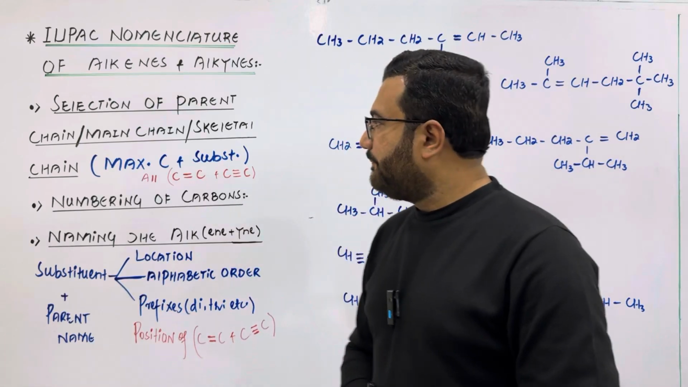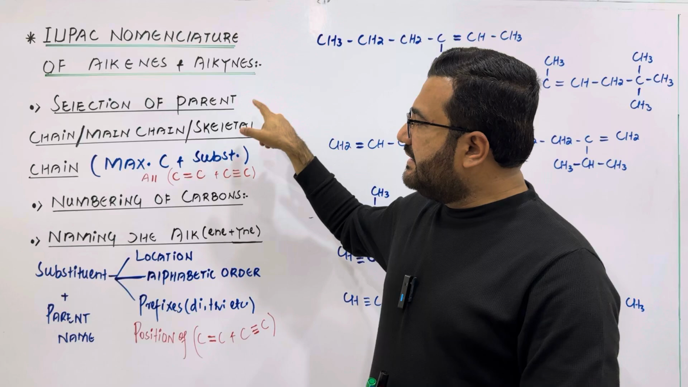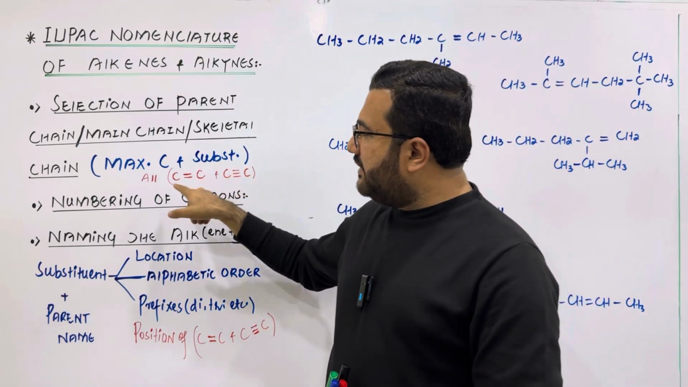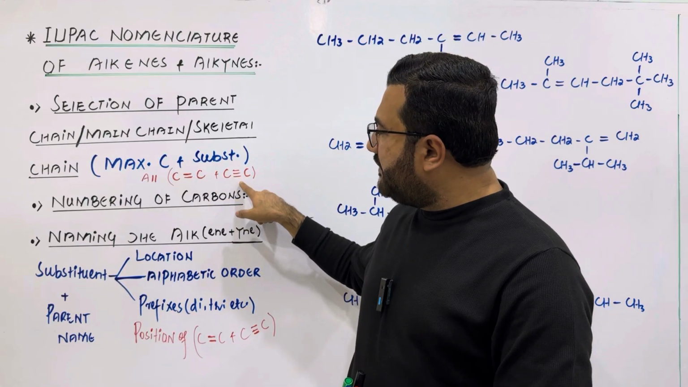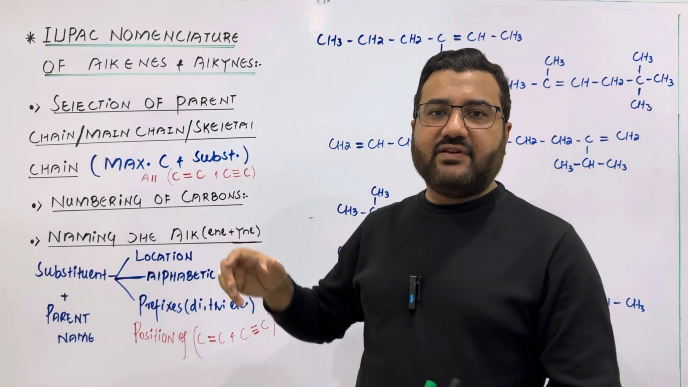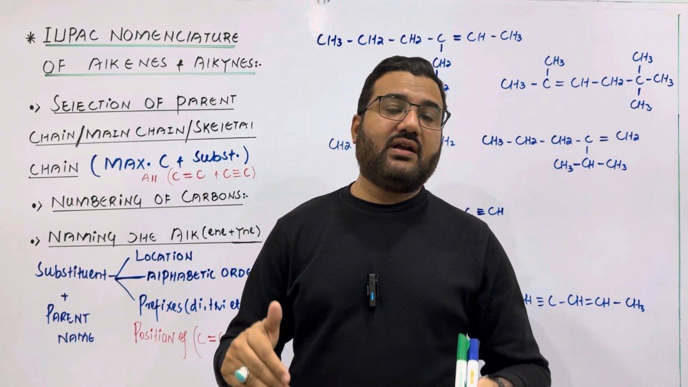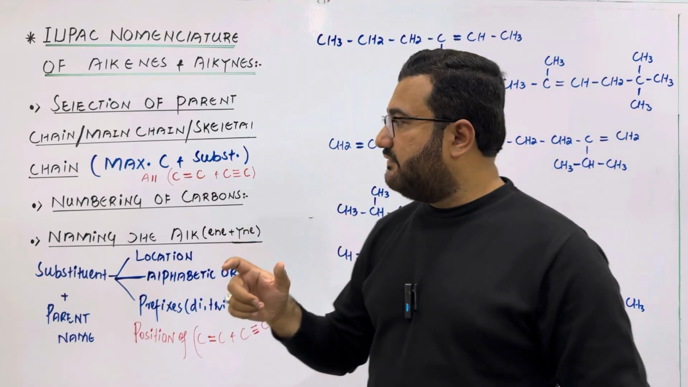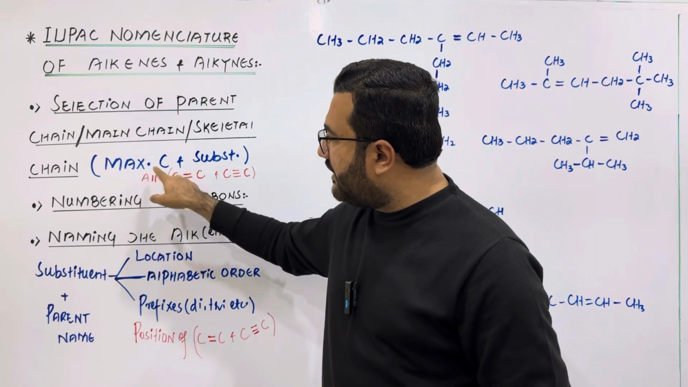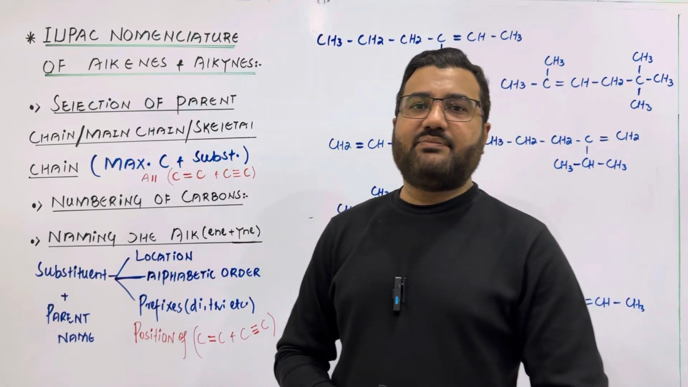My dear students, in case of alkenes and alkynes, the parent chain will be the one which has all the carbon-carbon double bonds and carbon-carbon triple bonds in it. And if there are two chains competing for the parent chain carrying all carbon-carbon double and triple bonds, then we will select the chain which has the maximum number of carbon atoms and maximum number of substituents attached to it as the parent chain.